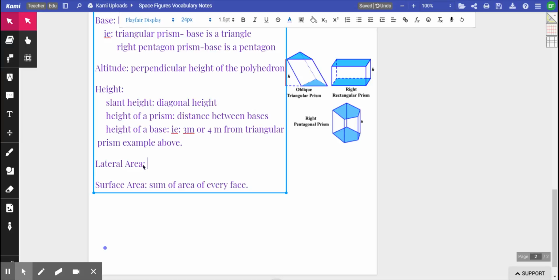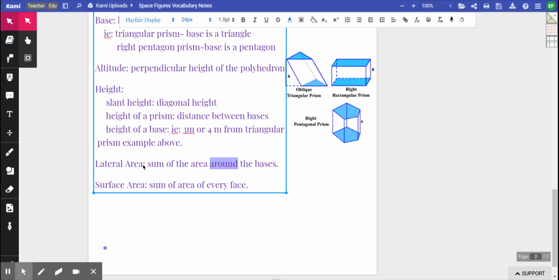Versus lateral area is just going to be the sum of the faces going around the bases. So we're not talking about the top and the bottom bases. We don't want to cover those. We just want to cover the edges around it. Okay, so it is the sum of the area around the bases, not including them, just going around them.